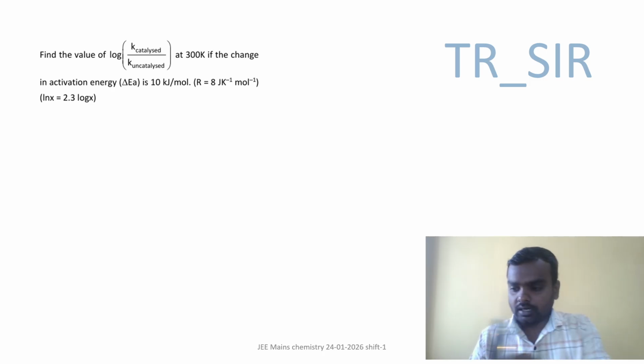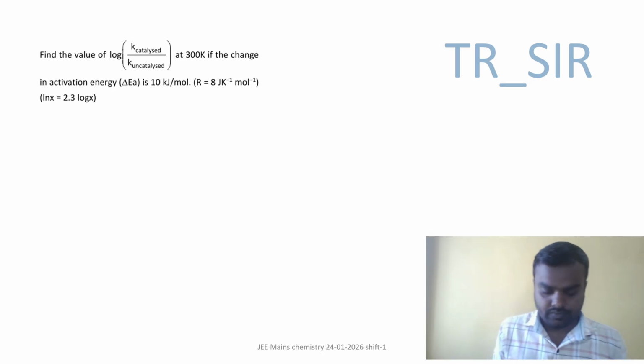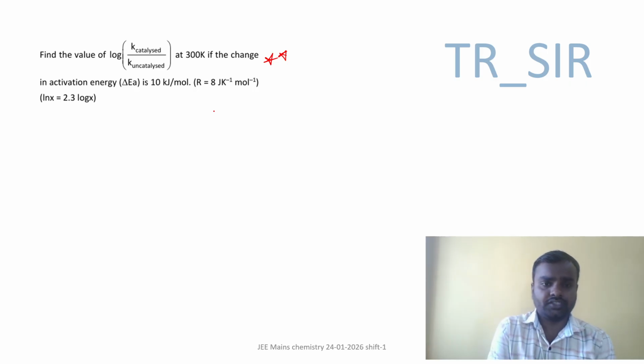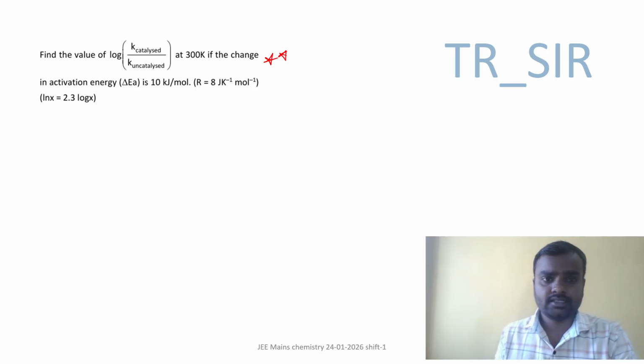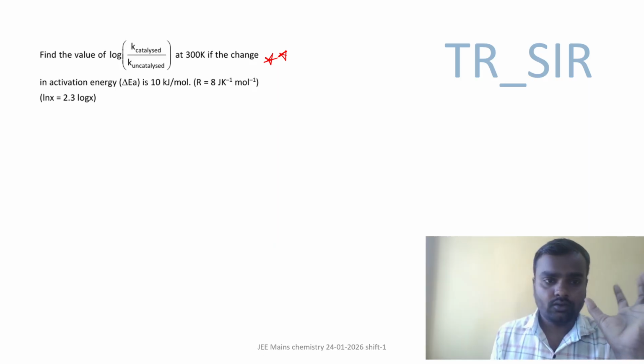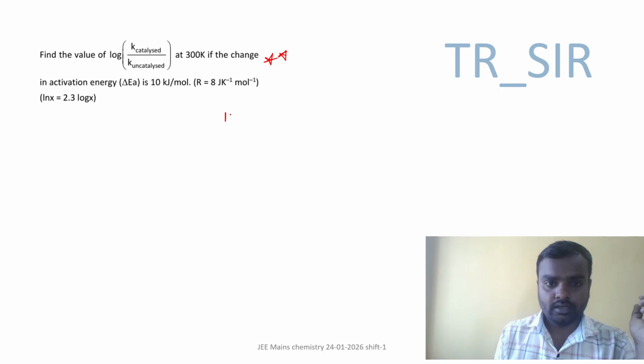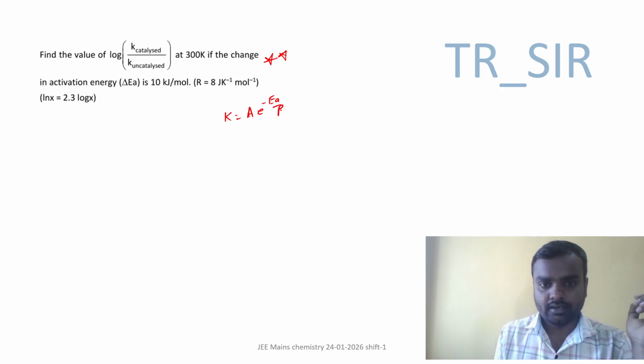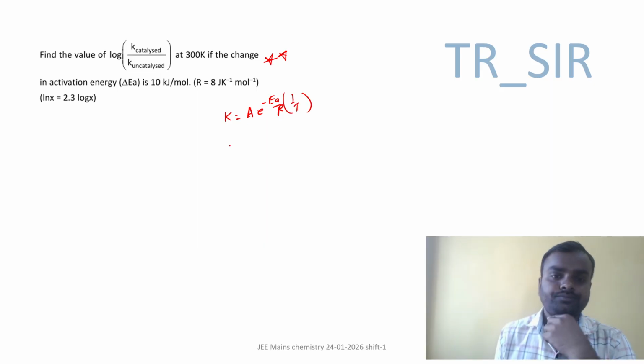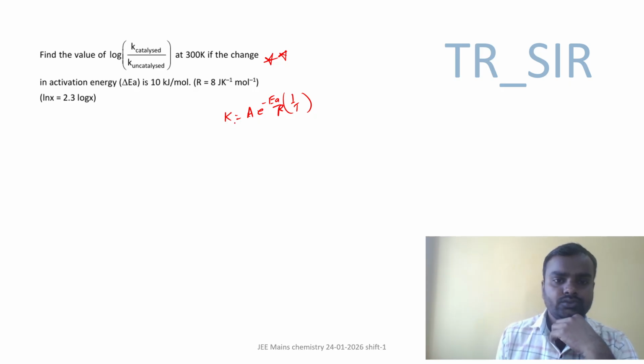Then next what we have, another question from chemical kinetics. This question is already the same model repeated, guys, from the 21st morning shift question. It is repeated as it is. That data alone has been changed. So here, Arrhenius equation, what happened? A e power of minus Ea by R into 1 by T. So here catalyzed and uncatalyzed ratio. Let us take K2 catalyzed, K1 uncatalyzed.